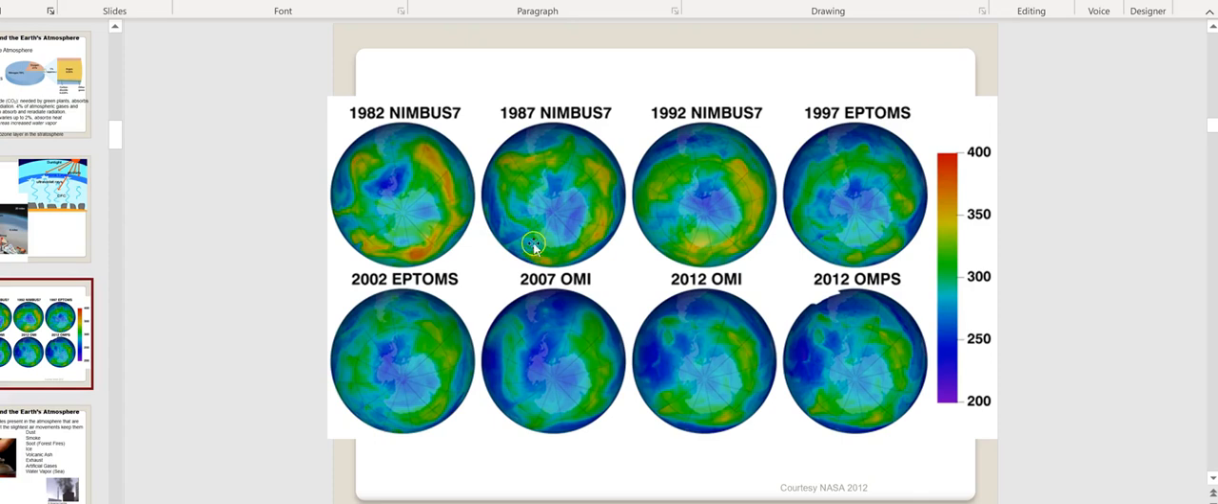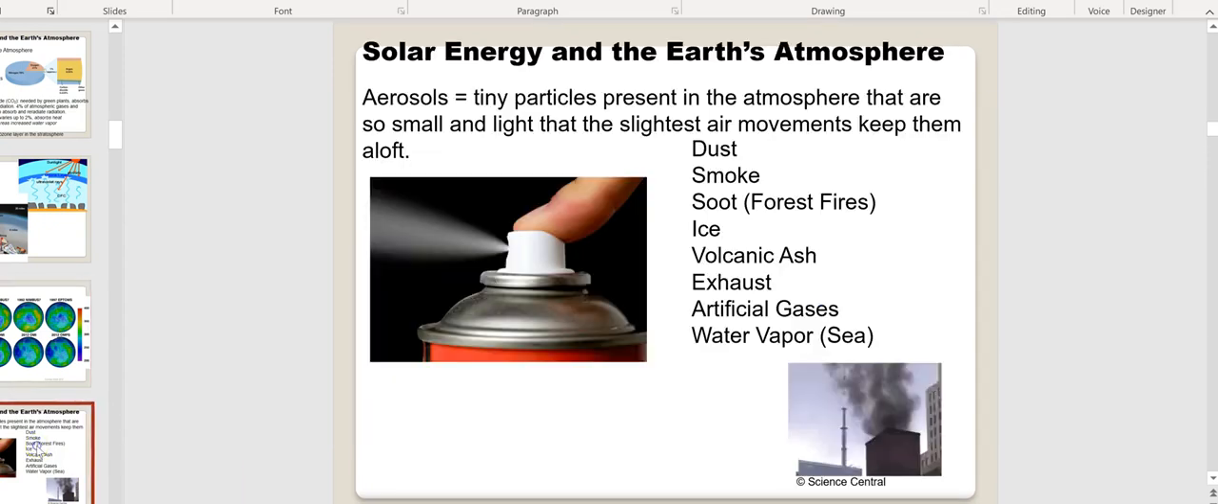And what you'll start to notice here is that over time, that ozone hole went away. So the cool thing and the really positive thing about the earth is that if we give it the opportunity to heal and reroute itself, it definitely will, and it can.